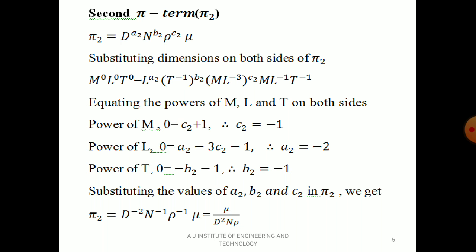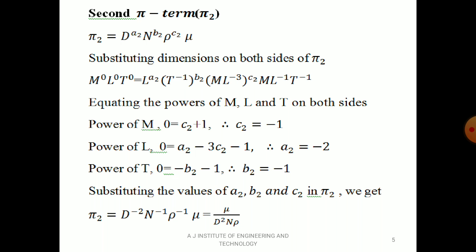Now next step, equating the powers of M, L and T on both sides. So first let's go for equating the power of M. M to the power 0 on left hand side, and right hand side M to the power c2 and M to the power 1. So 0 equal to c2 plus 1, therefore c2 equal to minus 1.